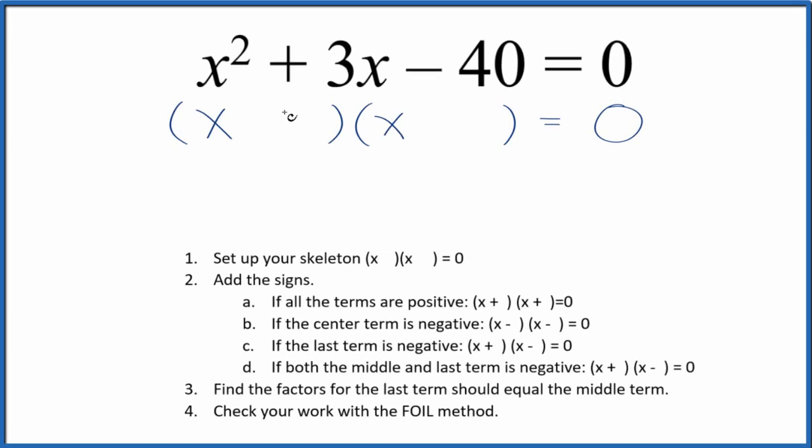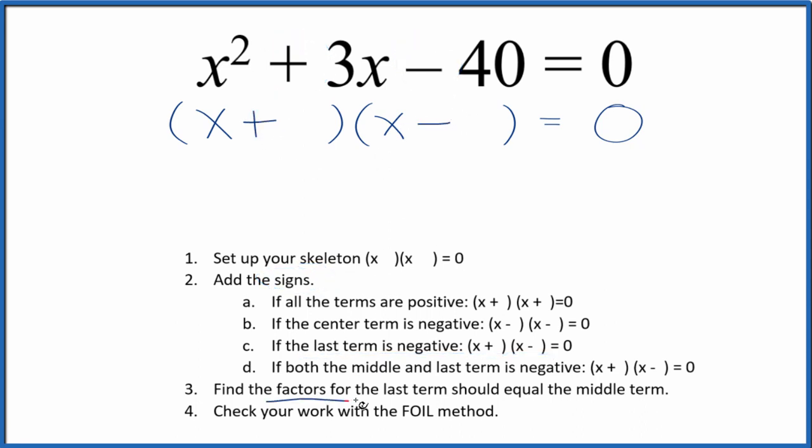If you're asked to factor the equation x squared plus 3x minus 40, here's how you do it. First thing we want to do is have a skeleton equation. This is our skeleton equation. Once we're done with that, we can add the signs. So I see I have a positive and a negative. And if the last term is negative, we'll put a positive and a negative in our skeleton equation, like this.